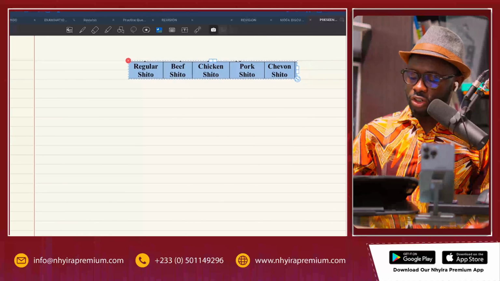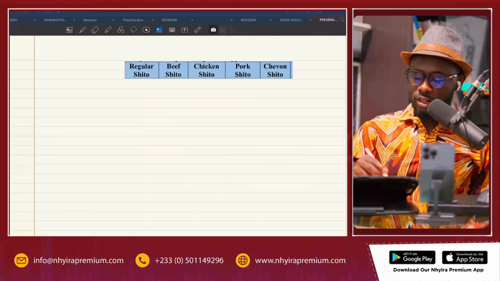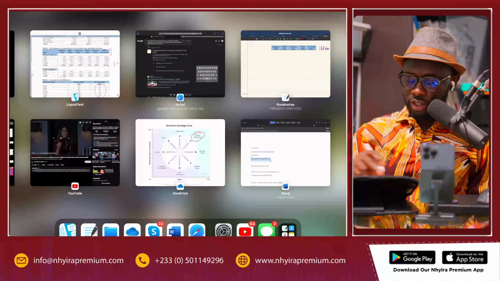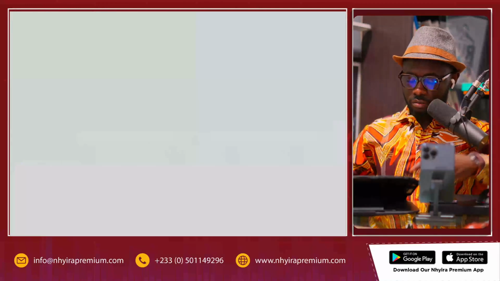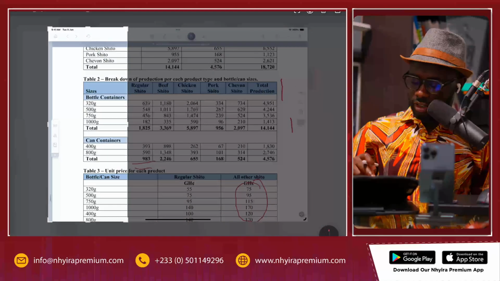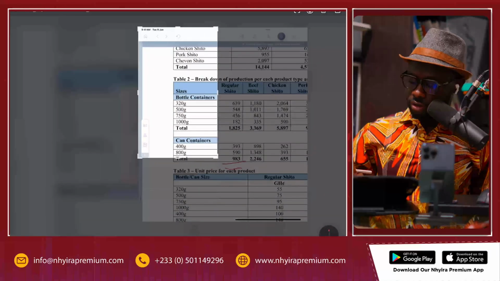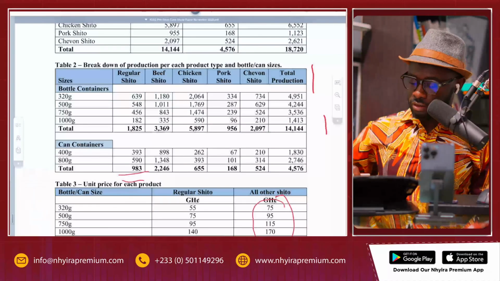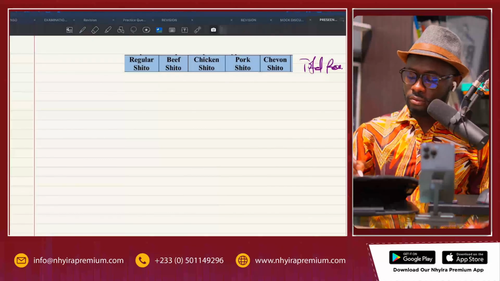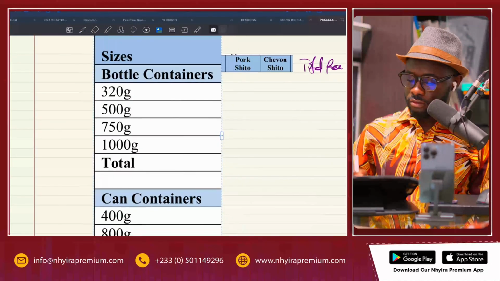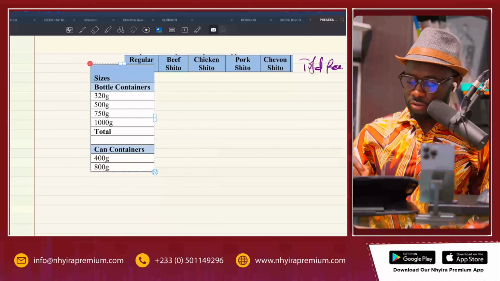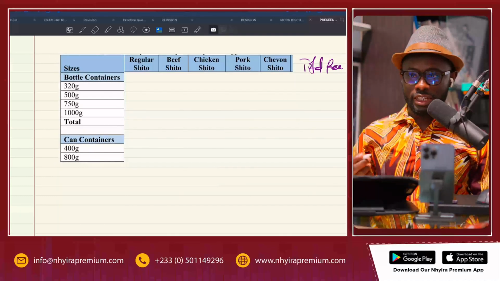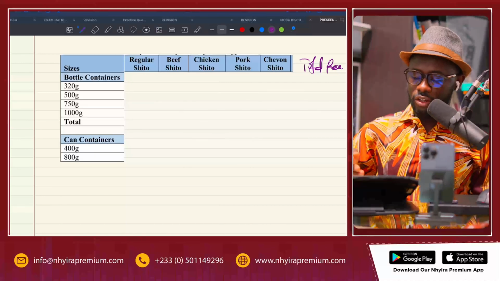So each of the shito will come here. Then you're going to have total revenue coming in here. Then I'm going to bring in the size of the bottles or the cans and the bottles. Also like this. Don't worry, I'm going to make it a little bit smaller. So like this. You're going to make sure that you get a revenue for each of them.